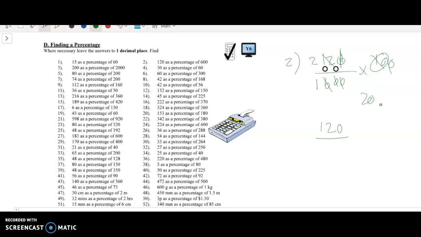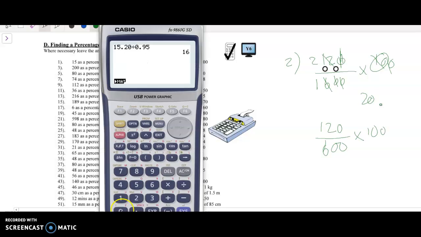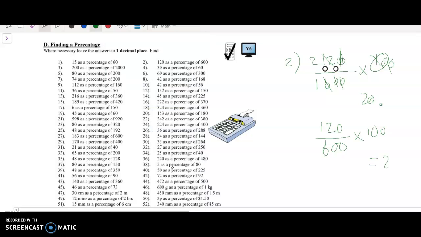Now another way of doing it is simply putting that into your calculator. So I'm just going to clear that. 120 divided by 600, and I'm going to times that answer by 100 because it's a fraction, and that gives me 20. So you could do your own simplification, or you can put it into your calculator. Just remember, first of all, write it as a fraction and then multiply by 100.